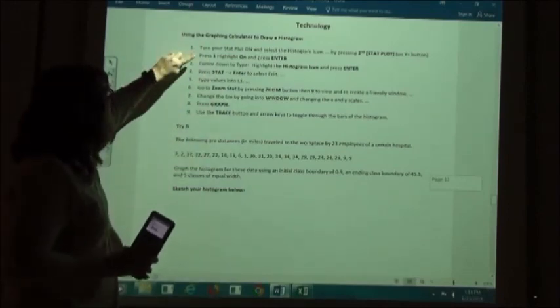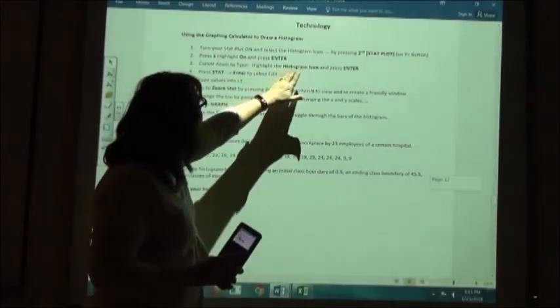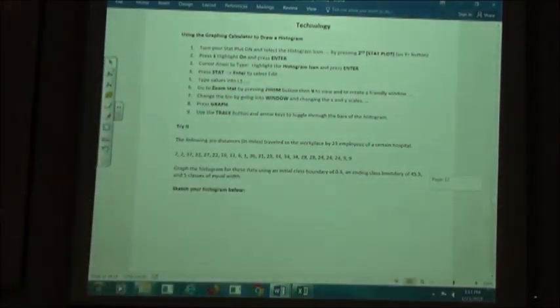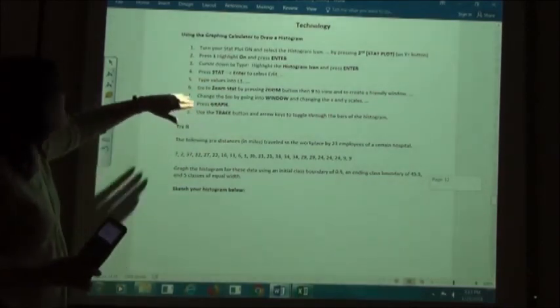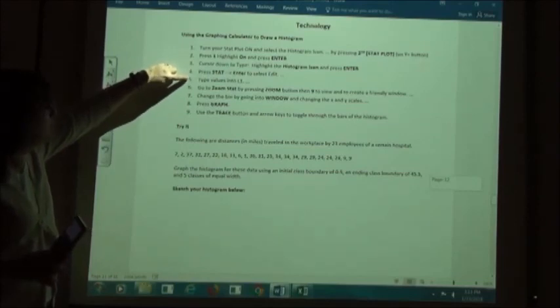So, cursor down to type. We're going to highlight the histogram icon and press enter. The histogram icon looks like it's about the third one under type. Type is the next row down, so cursor down and then select the third one and again hit enter on it. It's blinking. We'll get to list 1, but we're not to list 1 yet, because we have to put our data into list 1. Type values into list 1.